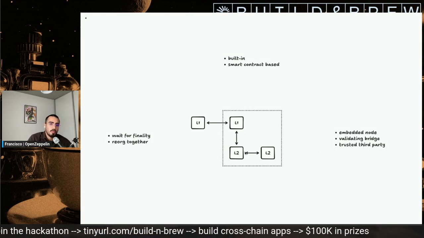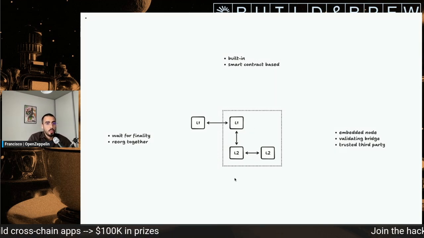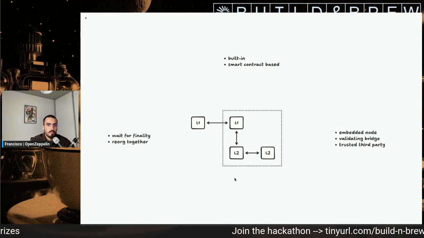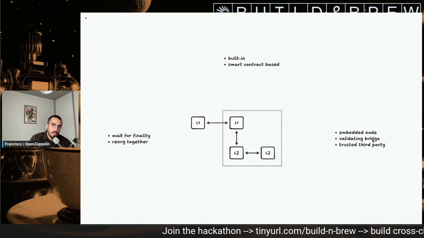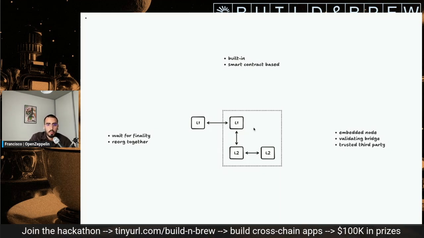And in the case of an L2 reading from another L2, you have the advantage that you are on the same sort of umbrella. So you again are going to reorg together, but the actual mechanism is going to be a little bit more complicated, so I'm not going to go into it in depth here.